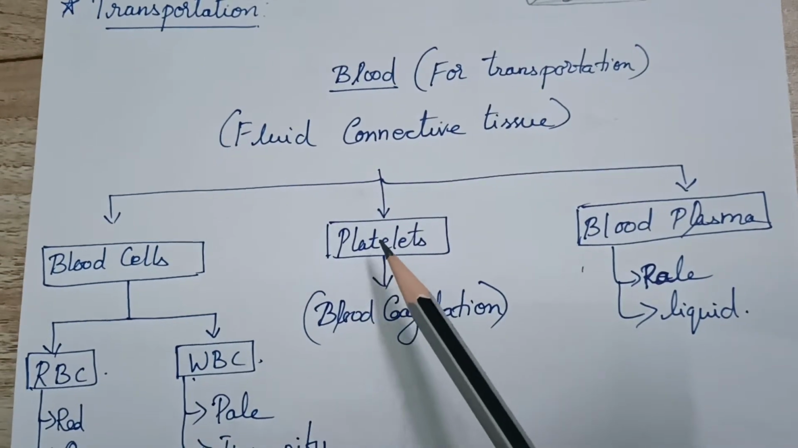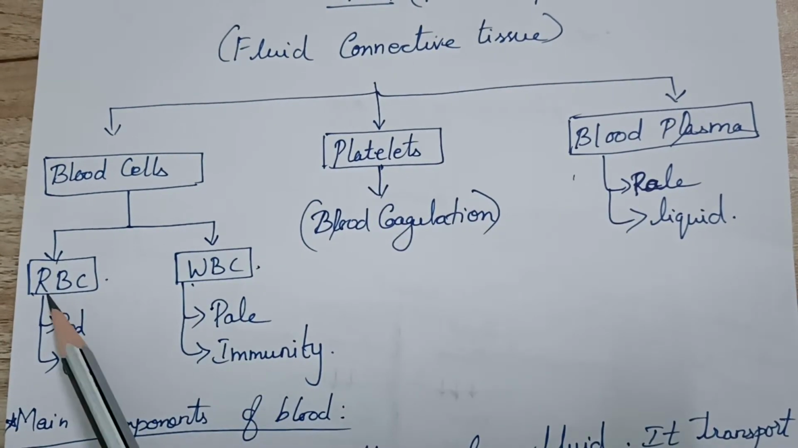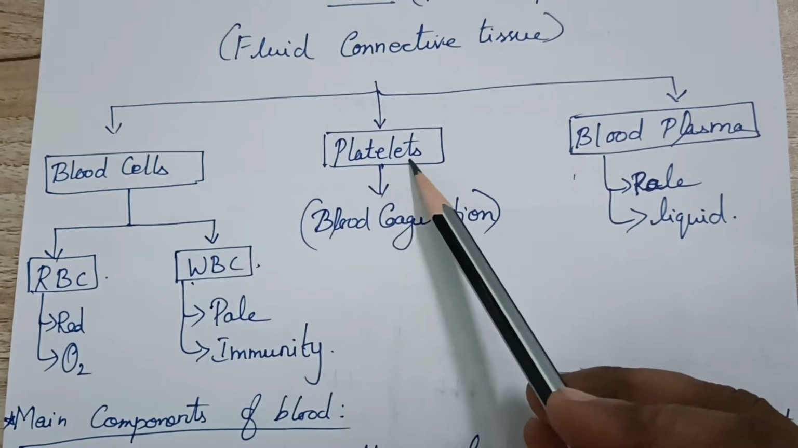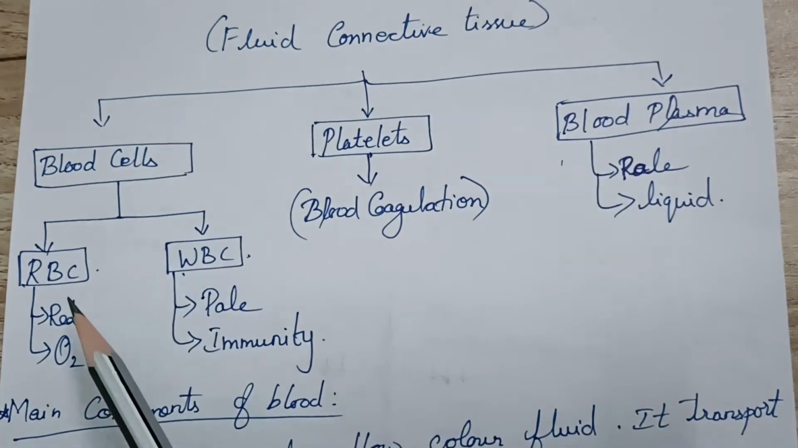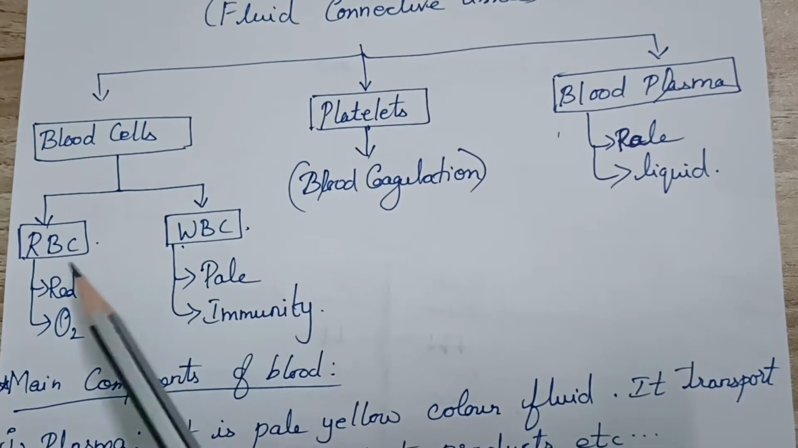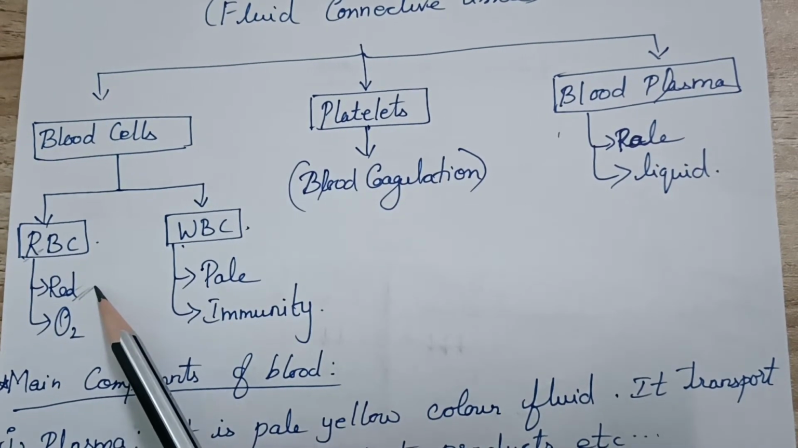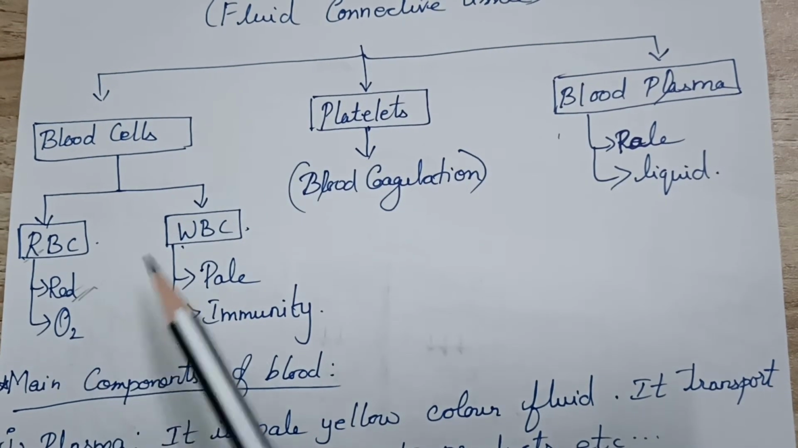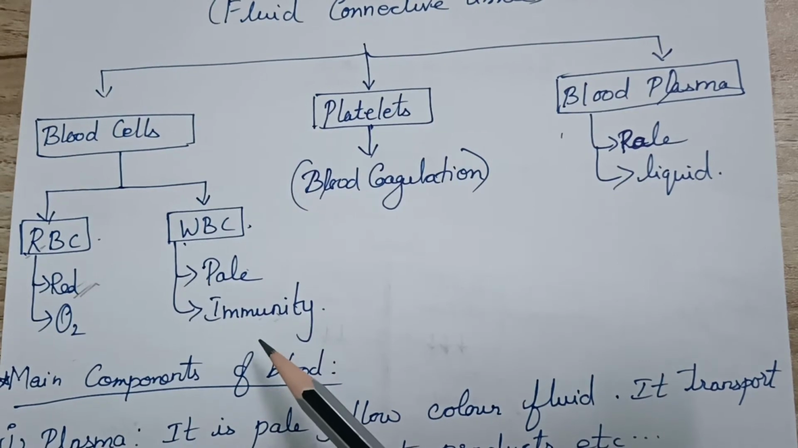So blood is a connective tissue which contains blood cells. What are the two blood cells? RBC and WBC, red blood corpuscles and white blood corpuscles, right? This is platelets and this is blood plasma, right? Red blood cells, this red color is due to the presence of hemoglobin, right? That hemoglobin carries the oxygen, you know that. WBC is pale yellow in color. It is used for increasing the immune system. It fights against bacteria, viruses and all, right?